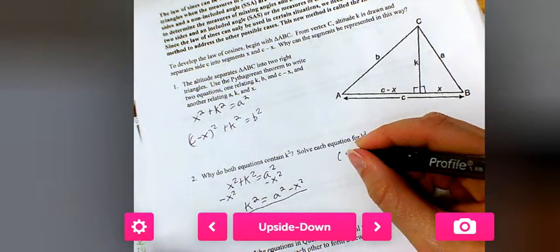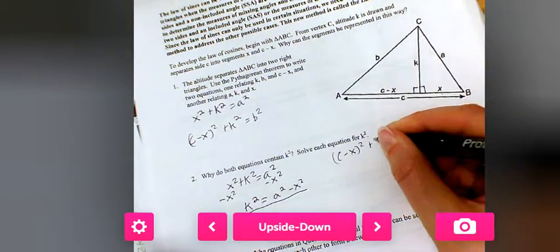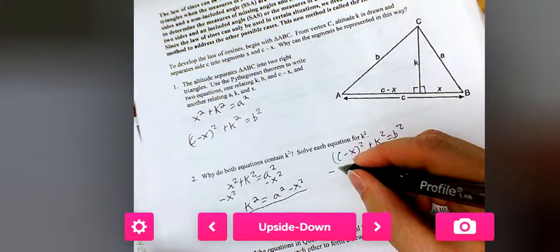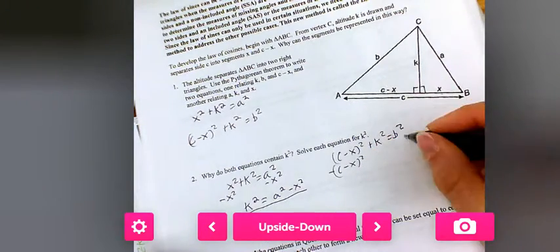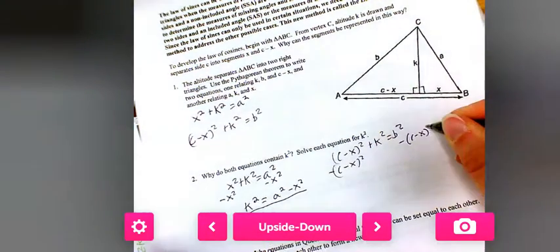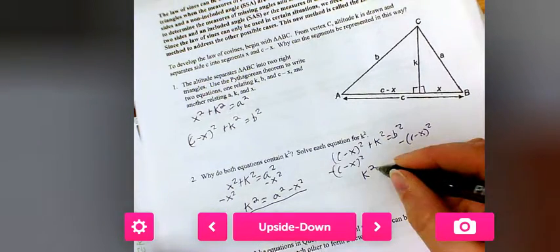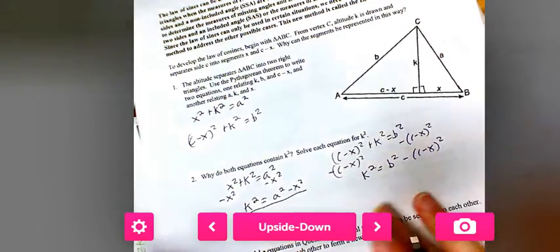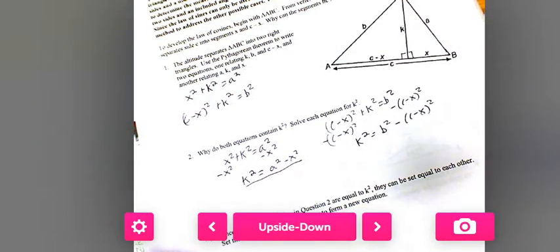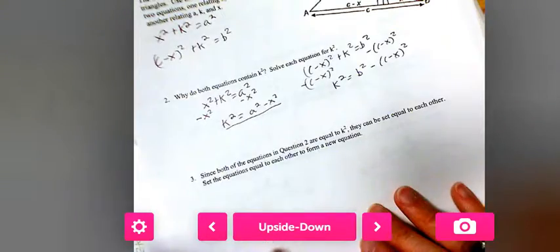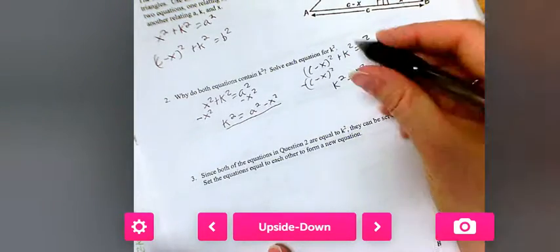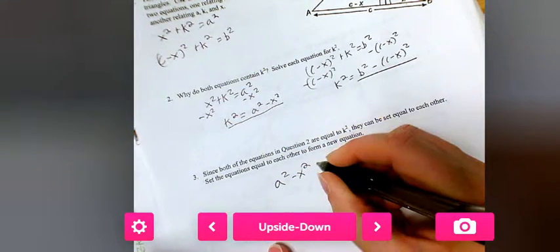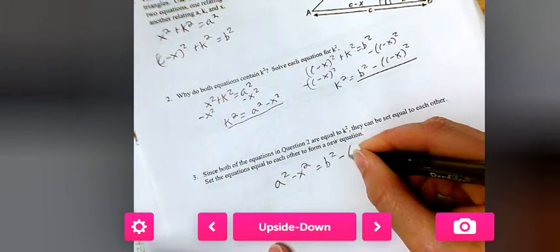And then the other one I've got c minus x squared plus k squared equals b squared. So I'm going to subtract c minus x squared from both sides. So I get k squared equals b squared minus c minus x squared. Okay? All right. Both of them are equal to k squared, so the nice thing about this is we can make both of them equal to each other. So that's a squared minus x squared equals b squared minus c minus x squared.